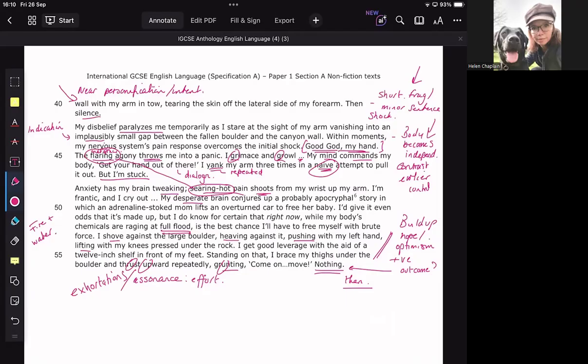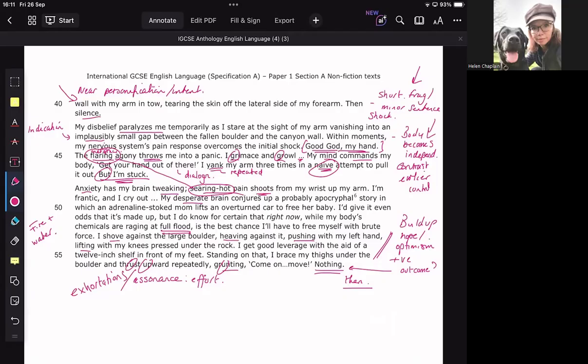This is, he has no idea at this point what he's let himself in for. This is kind of innocent. And again, another one of these, "but I'm stuck." You can talk about that use of that conjunction again to change the tone, to give that contradiction. I want to do this, I want to do this, but I'm stuck. Then he becomes ruled by his anxiety, "my brain tweaking." So these emotions are now taking over his system.